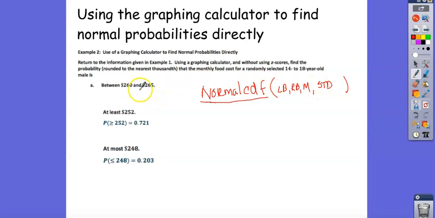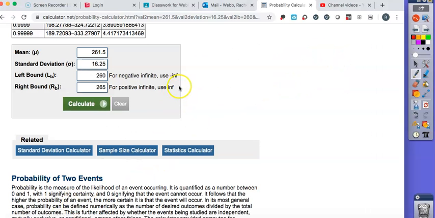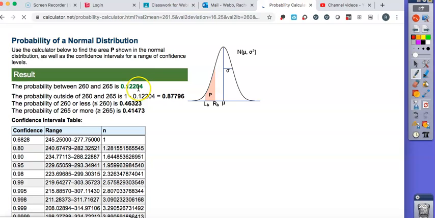So I'm going to do this one right here, 260 and 265. I'm going to show you that online function. If you were going to put it in your calculator, you would put 260, 265. The mean was 261.5. Standard deviation was 16.25. If I go to that online function, let me go find that really quick. Here it is. Your mean was 261.5. Standard deviation 16.25. Left bound, right bound. So you don't have to enter in z-scores. It's a different function on your calculator. And it will come out with 0.12204.